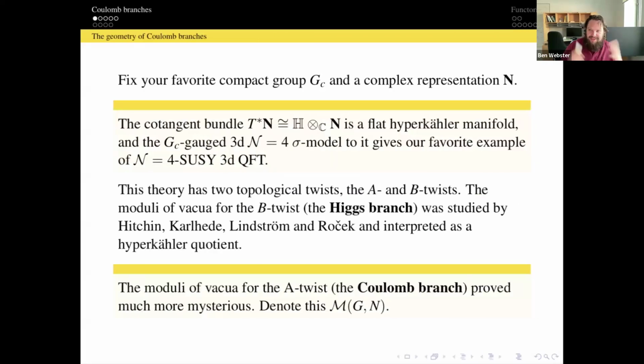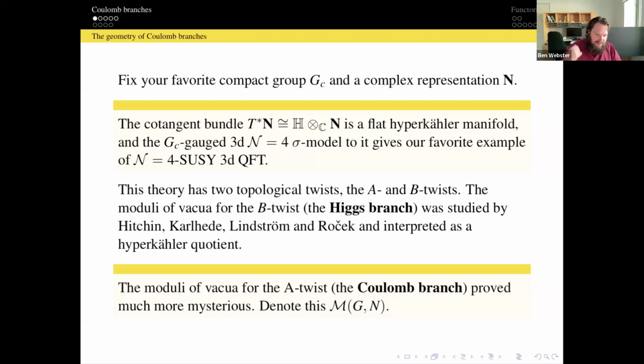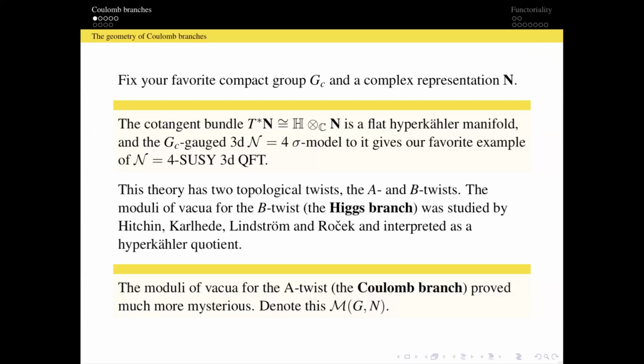Just as basic background, I know many of you know this, but probably there's someone here who doesn't. There's a very powerful construction where one can construct a specific kind of quantum field theory, a 3D N=4 quantum field theory, by looking at a sigma model, so looking at a three-manifold.